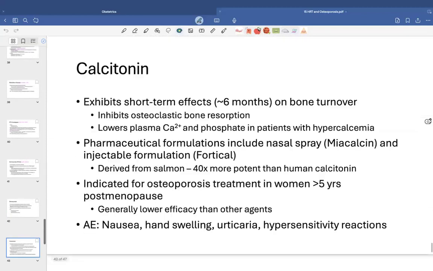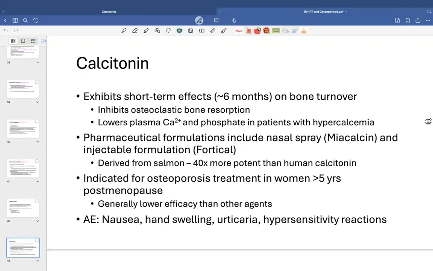Then finally, calcitonin. Calcitonin, a few slides ago, was one of those important endocrine signals that work in the kidney. Here it is an anti-resorptive agent. It inhibits the activity of osteoclasts. It will give you about 6 months of efficacy. But while they're on it and while it's working, there's a benefit of lowering plasma calcium and bringing it back to the bone stores.